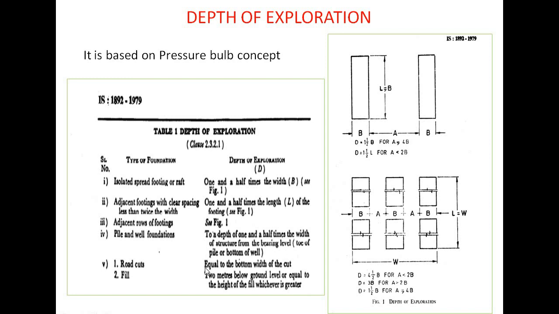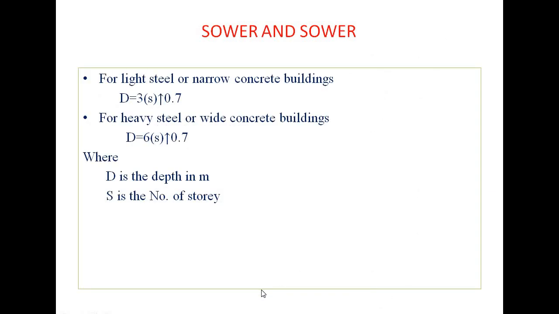And in the case of road cuts, it is equal to the bottom width of the cut. And if it is a fill, then we need to do the exploration up to a depth of 2 meters below ground level or equal to the height of the fill, whichever is greater. There is another method given by Sauer and Sauer. For light steel or narrow concrete buildings, the depth of exploration has to be carried out equal to 3 times S to the power 0.7, and for heavy steel or wide concrete buildings it is 6 times S to the power 0.7, where D is the depth in meters and S is the number of stories.